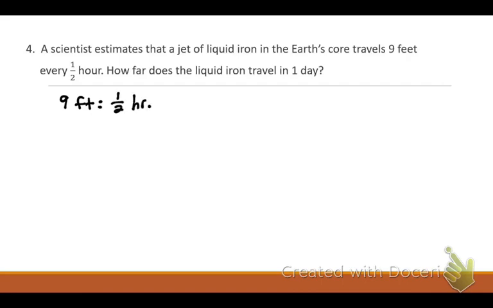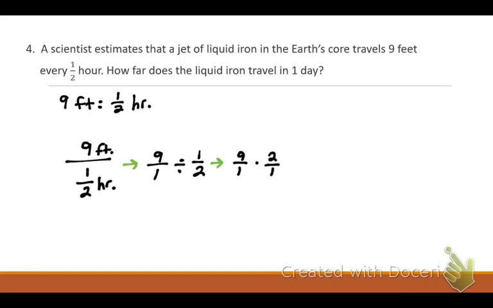When we write our ratios, most of the time we do it with a fraction bar. So I'm going to have 9 per, or 9 to 1/2. This is 9 feet per half an hour. All right, so what do I do? Very good. I'm going to divide. 9 divided by 1/2. And I'm just going to go ahead and put that over a 1. Keep going. What do I do? Very good. Keep the first one, flip the second one, change the operation.